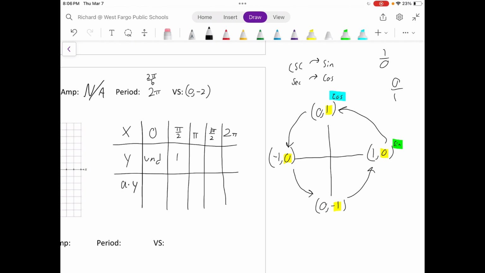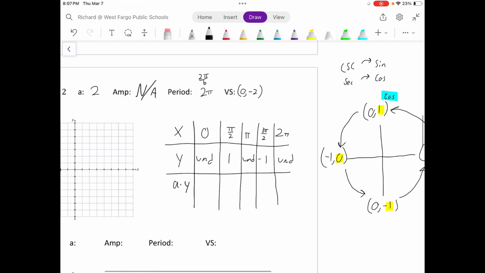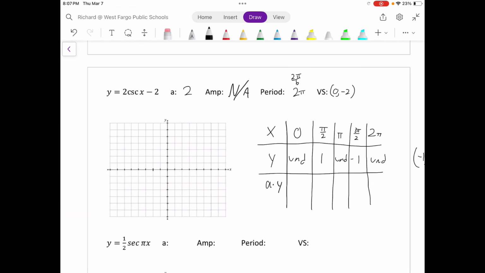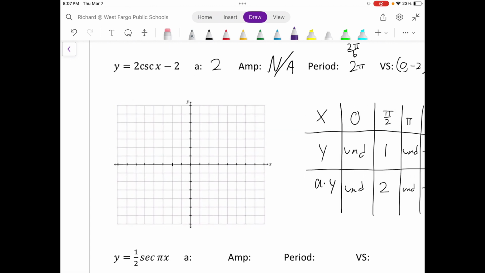At the next point, which is 1, it remains 1, because 1 over 1 just flips. And then we're back at 0, which is undefined. Then we're at negative 1, which remains negative 1, and then back to undefined. We can now take our y and multiply it by our a. So for undefined, it remains undefined. For 1, we become 2. Undefined remains undefined. Negative 1 becomes negative 2. And undefined remains the same. We had a vertical shift of negative 2, so our new line will be here. We can plot our points.